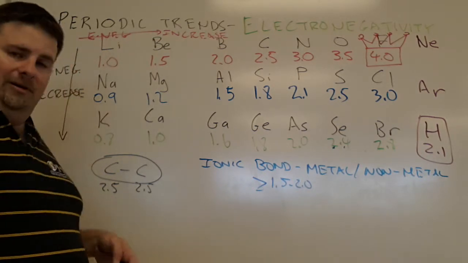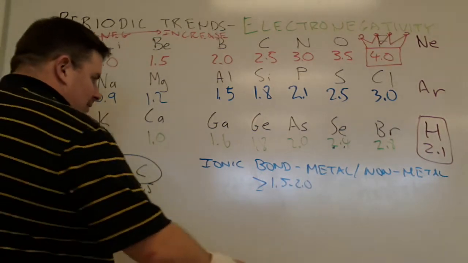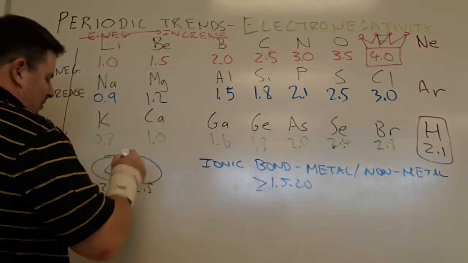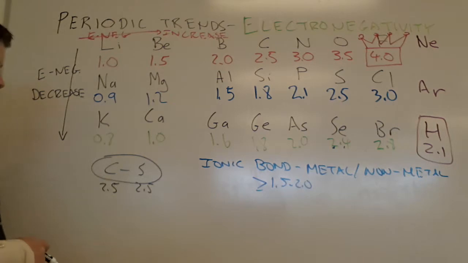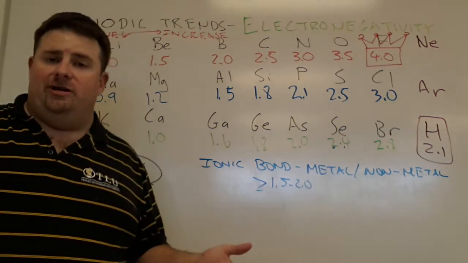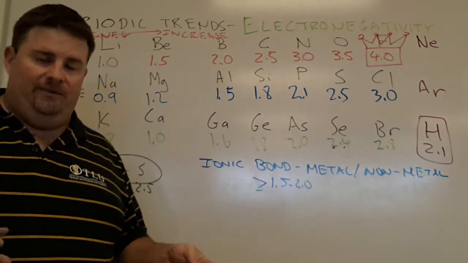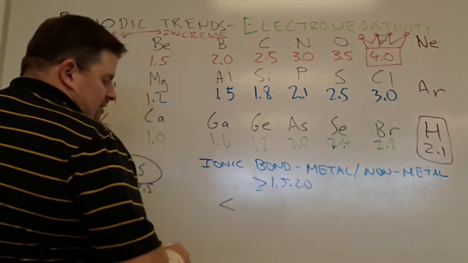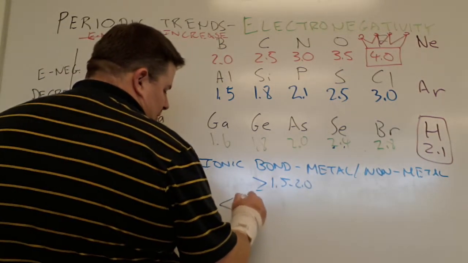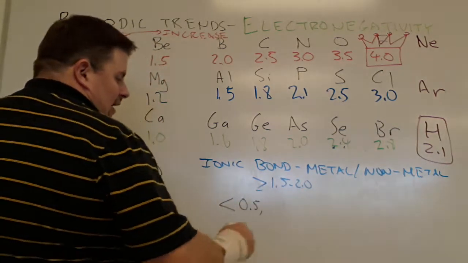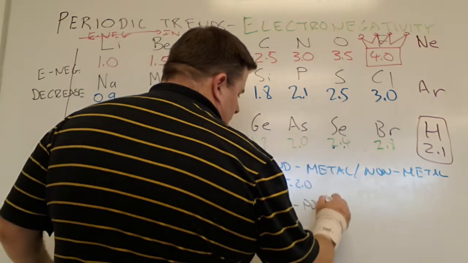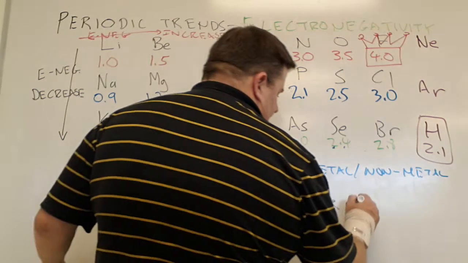So carbon and carbon, okay? But guess what? Look at sulfur over here, it's 2.5. So a carbon-sulfur bond is going to be very similar in electron distribution because their electronegativities are the same. So if I have a difference of the two that's less than 0.5, I have something that's a non-polar covalent bond.